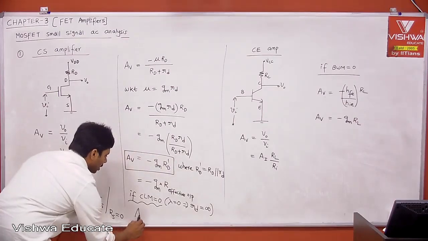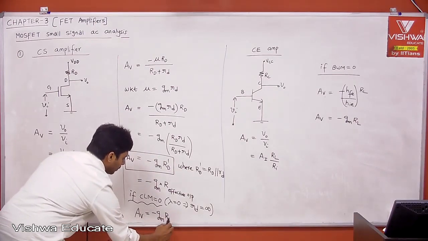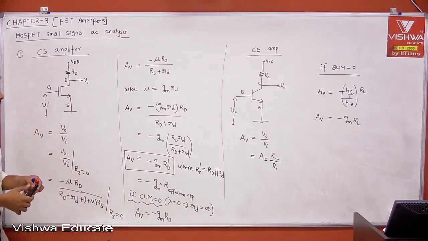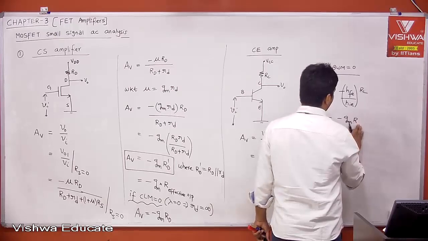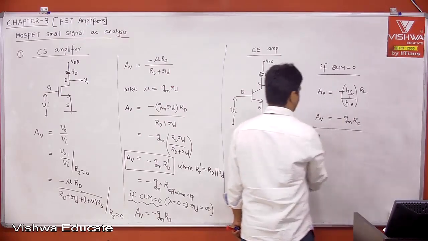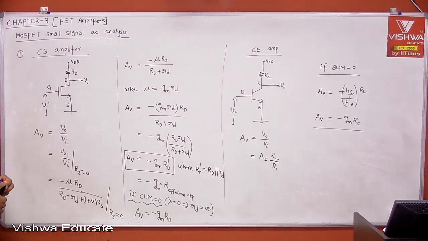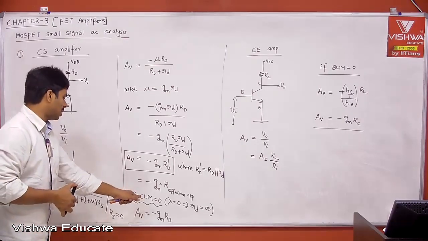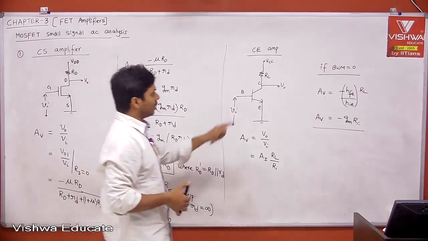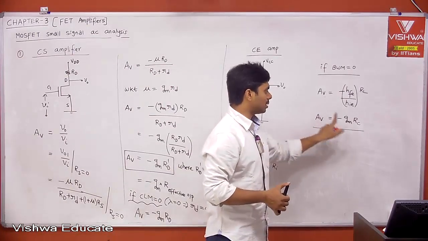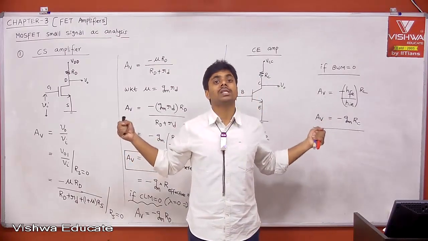Then what is the voltage gain? Voltage gain is equal to minus GM into RD. Similarly, for the BJT, what is the load here? RC, so minus GM into RC. Both are the same. In the ideal model, if you neglect channel length modulation, the voltage gain is minus GM into load. If you neglect base width modulation, the voltage gain is minus GM into load. Both are the same, the only difference is GM.